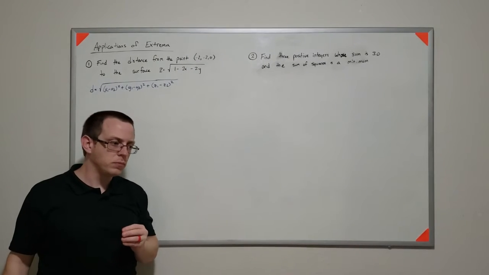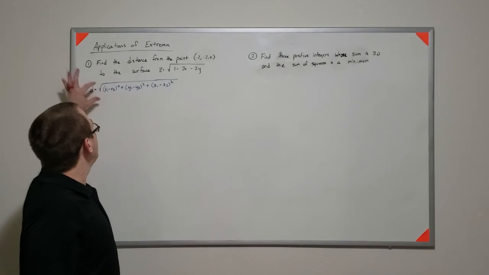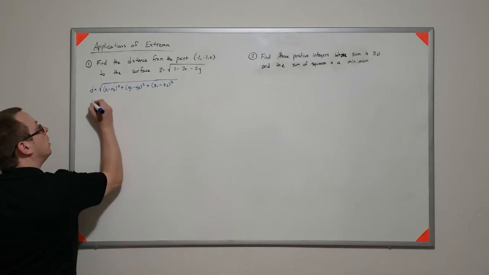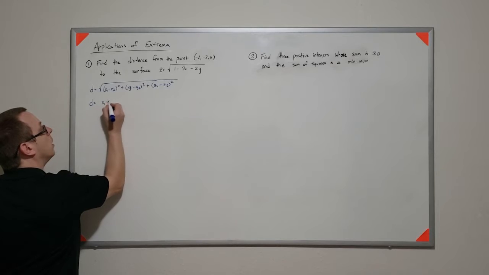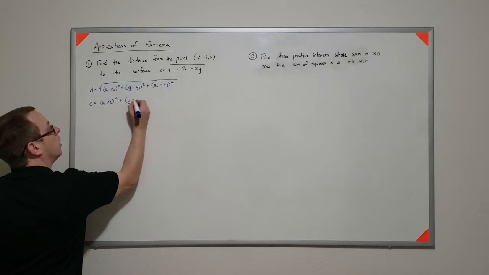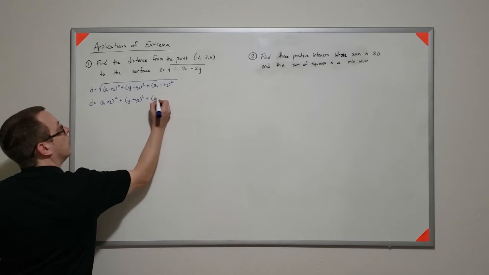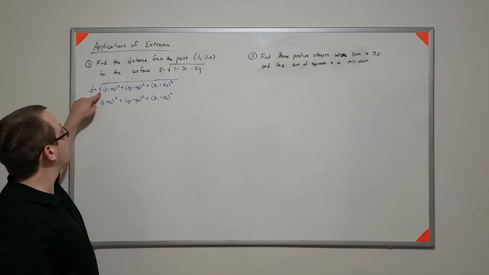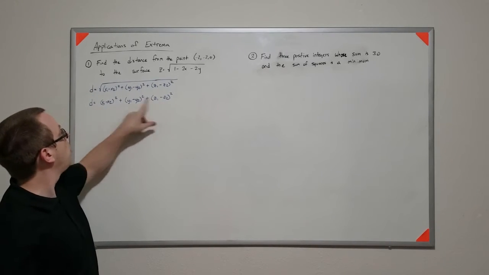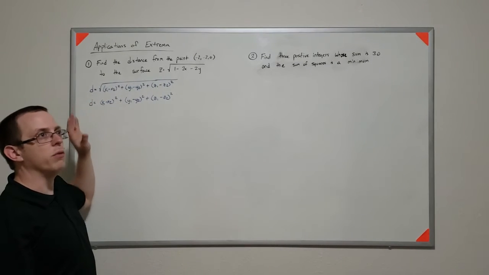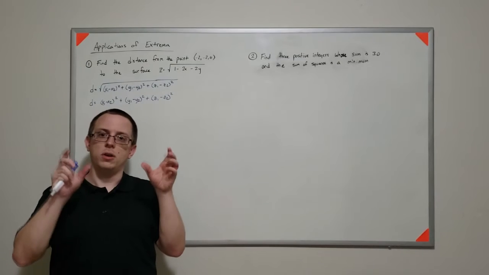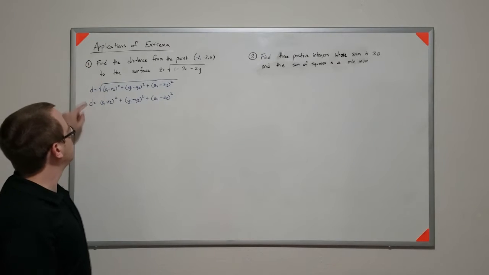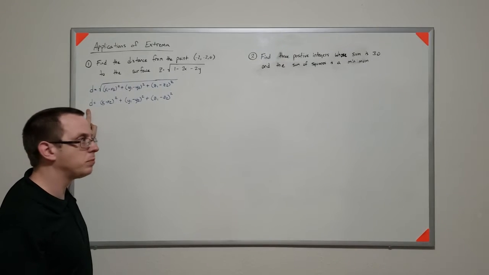But there's a trick. And the trick is that if this is minimized, then this other function is also minimized, right? Because the square root just takes the square root of this. If one distance is less than the other, the square root of that distance will still be less than the other. So instead of worrying about this function, let's worry about this function.